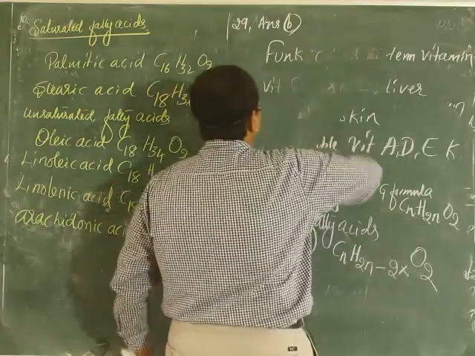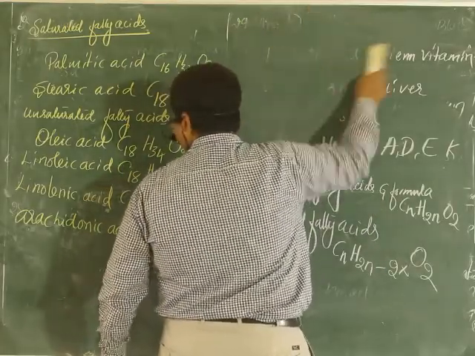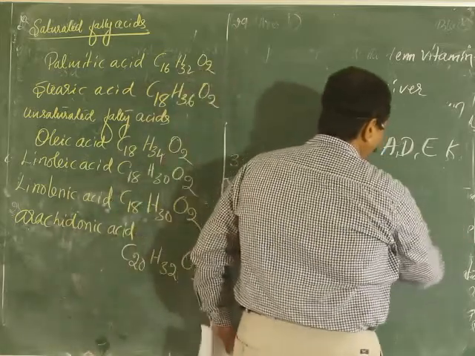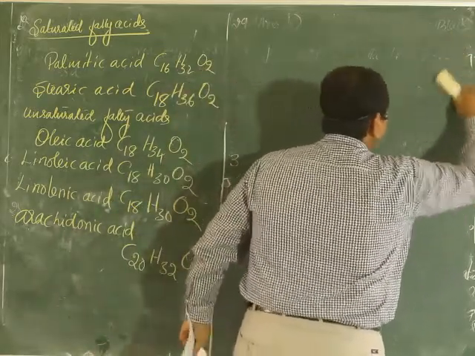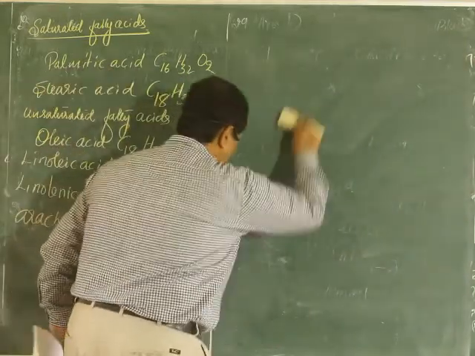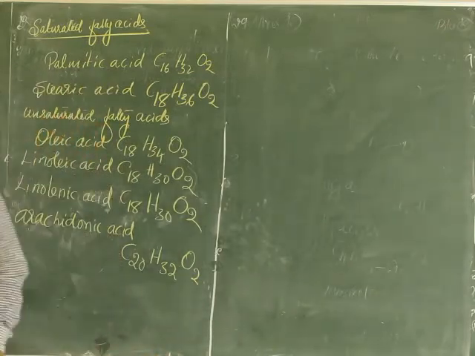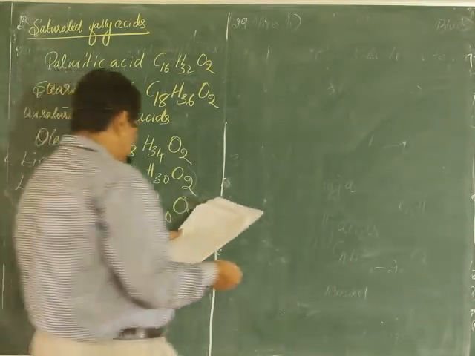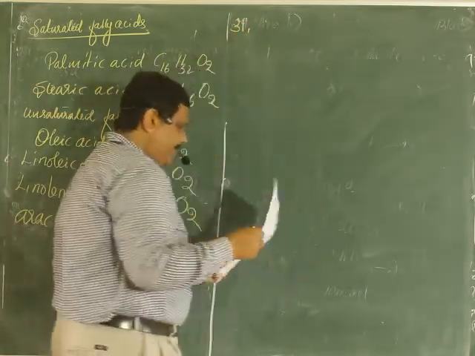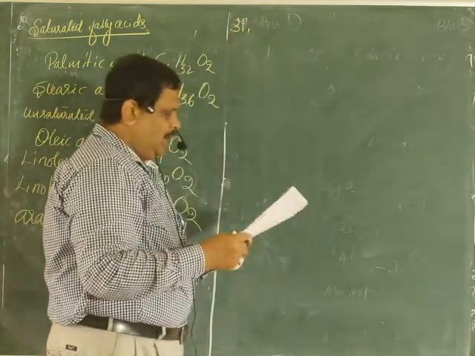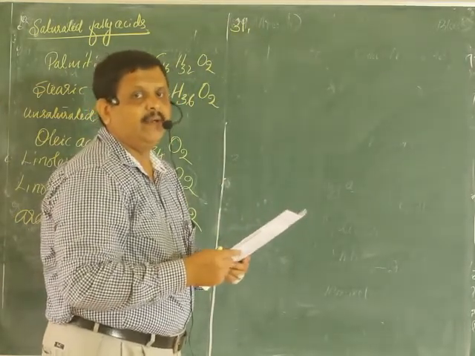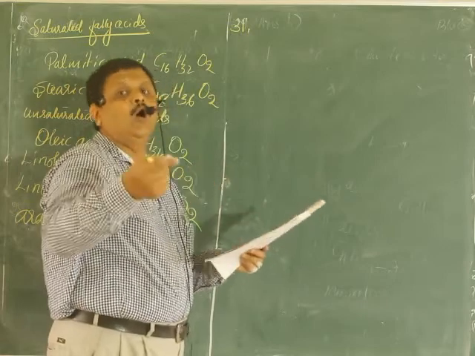Now we'll move to the next question, that is question number 31. What is the question? Which of the following is derived lipid? What are derived lipids? Neither simple nor complicated.